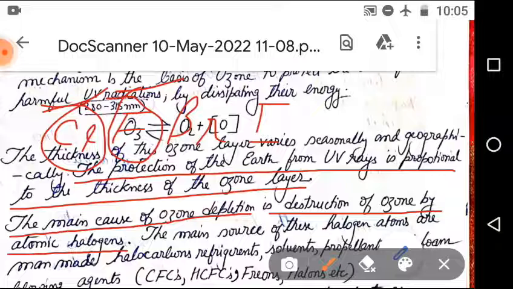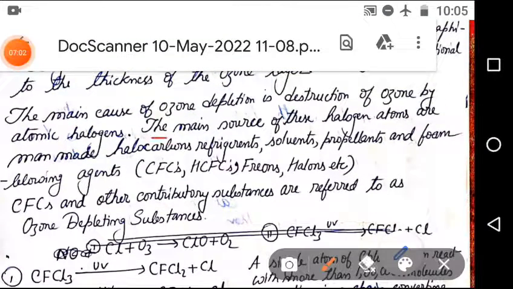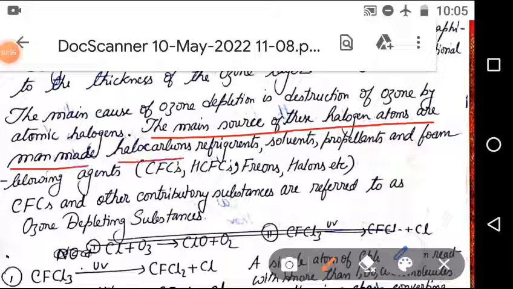of the ozone layer. Okay, the main source of these halogen atoms are man-made halocarbons, refrigerants. That means the compounds which are used as cooling substances in refrigerators, in your air conditioner, etc. Then solvents. Some of the halogenic substances are used as solvents.